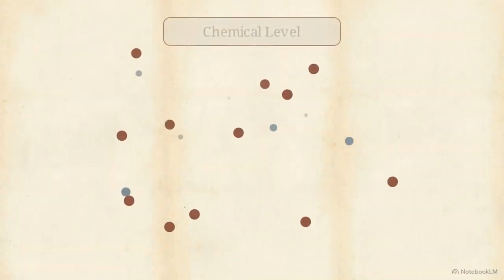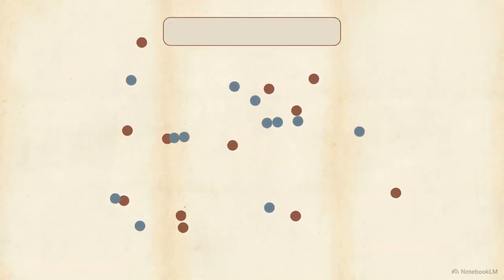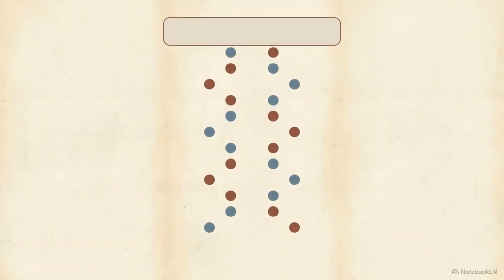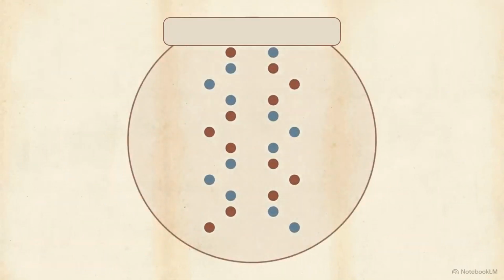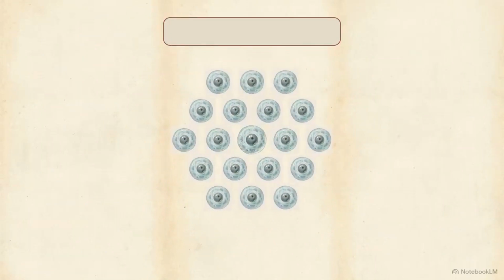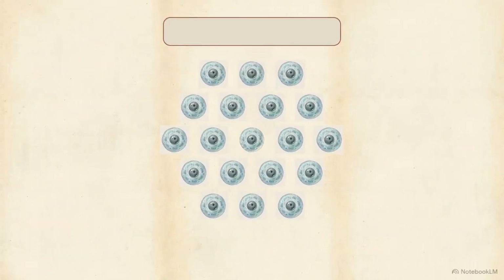Human organization begins at the microscopic chemical level. Atoms, the smallest stable units of matter, bind together to form complex molecules, like the intricate protein filaments required for biological movement. These molecules organize themselves to form the cellular level. Cells are the smallest independent living units.